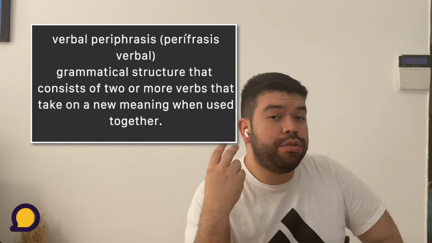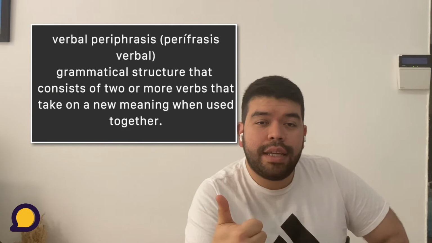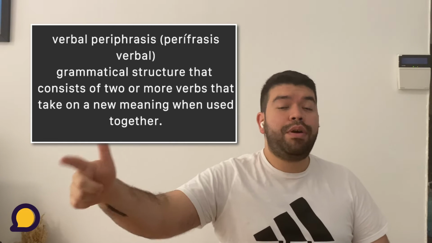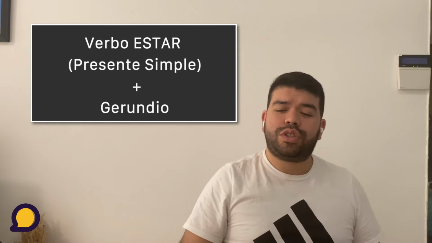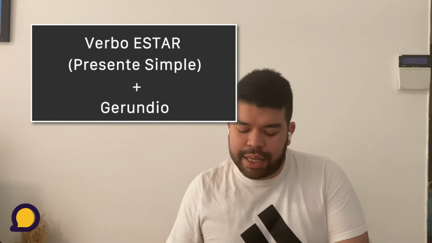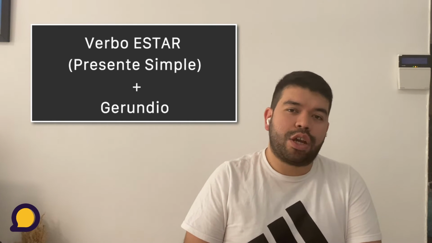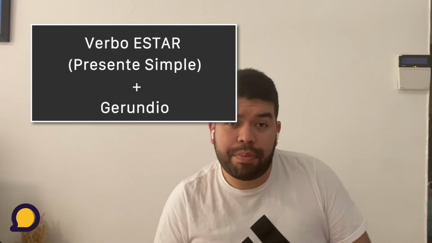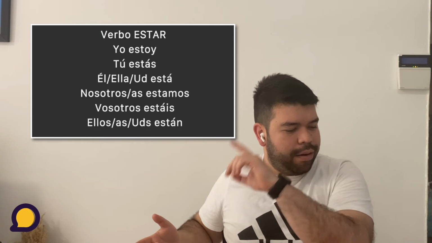In this case, those two verbs are going to be the verb estar conjugated, and a non-personal verb that is going to be a gerundio, a gerund, okay? So we're going to build the sentence: pronoun or noun plus verb estar conjugated in the simple present. And you know how to conjugate the verb estar, by the way. If you have doubts, just take a look at it.